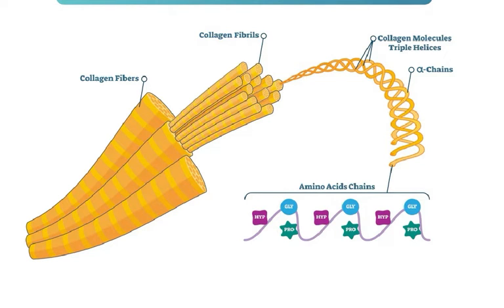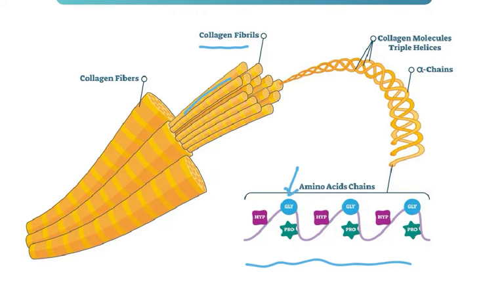Now you can see here, these are the amino acid chains, and every third amino acid is glycine. You can see here, every third amino acid is glycine. And then this is twisted around each other. Three chains are twisted around each other. And these three chains, when they're twisted around each other, become a collagen fibril.